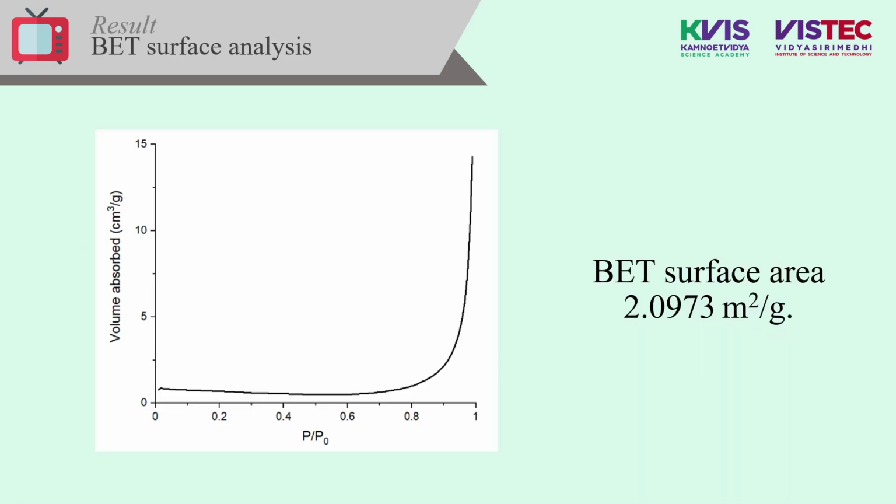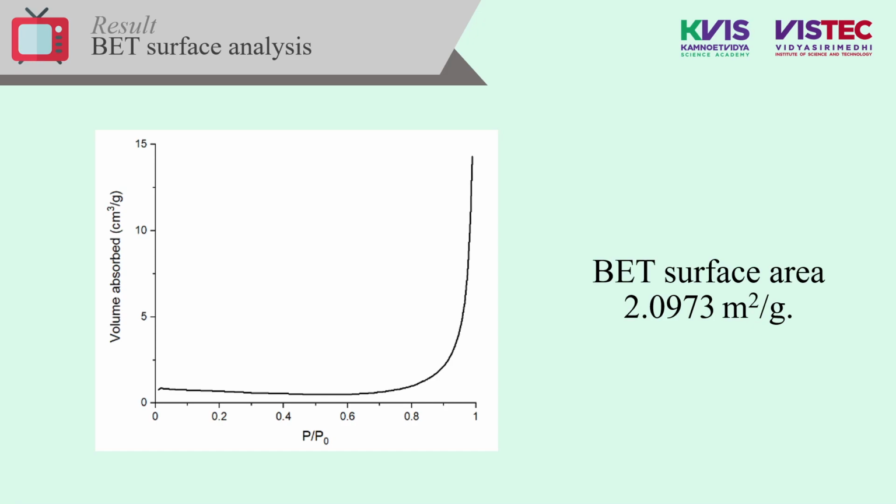BET, however, shows a different story. The surface of the catalyst is measured by BET to be only 2 meters squared per gram, which is way less than even normal carbon. And so, we hypothesized that this anomaly might be from not properly drying the sample before characterization.